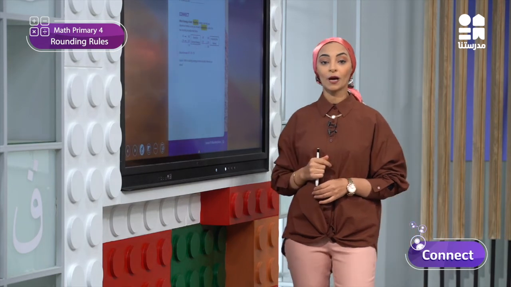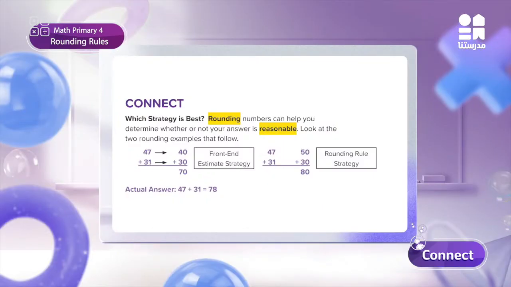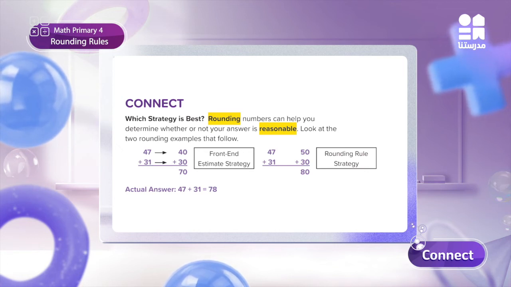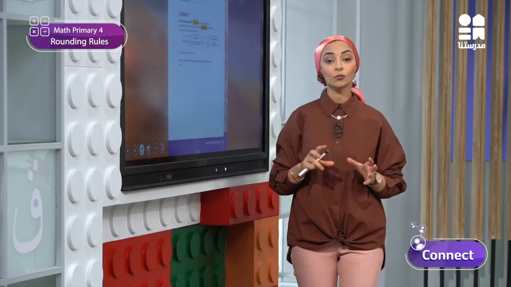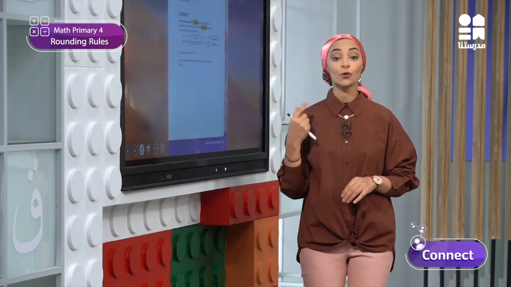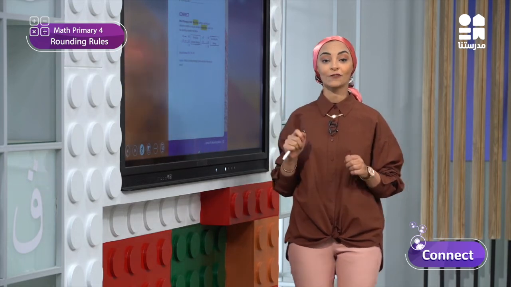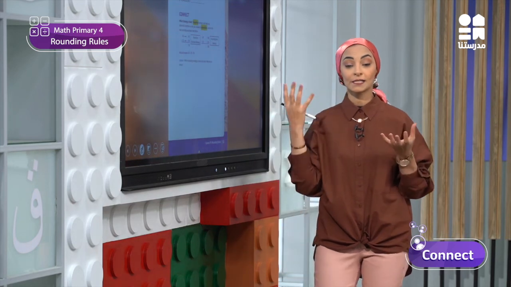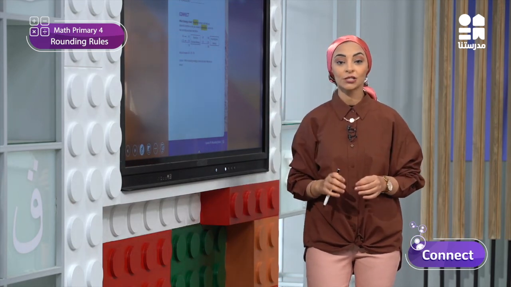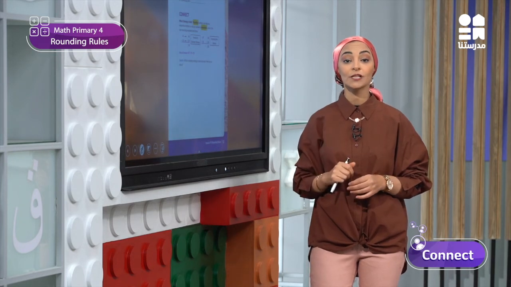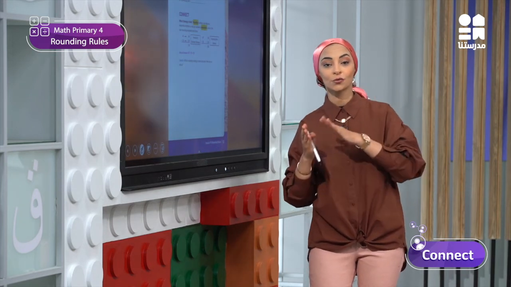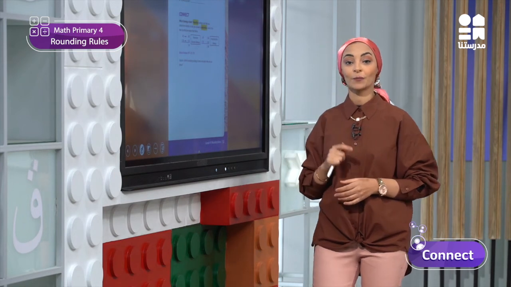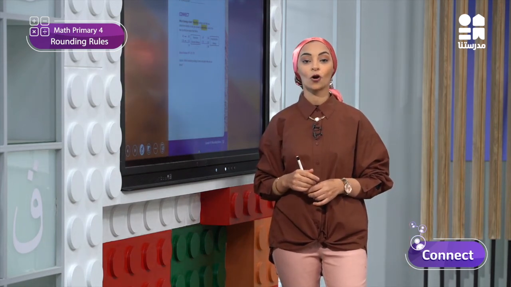In the problem before us, if you add the numbers 31 and 47, as you see, the correct solution is 78. And our estimation will be 70. And the rounded solution is 80. Can you think and express your thoughts and write the difference between rounding and estimation strategy? What is the strategy that offers you a solution that is closer to the correct answer? I'll give you a minute to record your answers in your own way on page 53 in your school book.